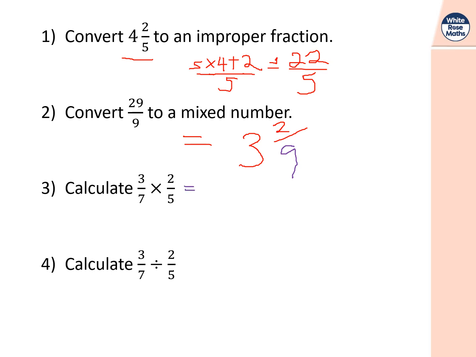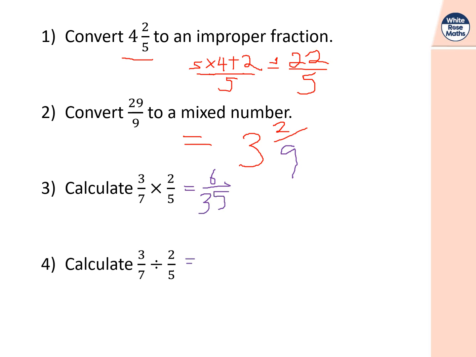Question number 3, multiplying fractions. I multiply the numerators together and multiply the denominators together, and simplify where possible. 3 times 2 is 6, and 7 times 5 is 35. So the answer is 6/35.